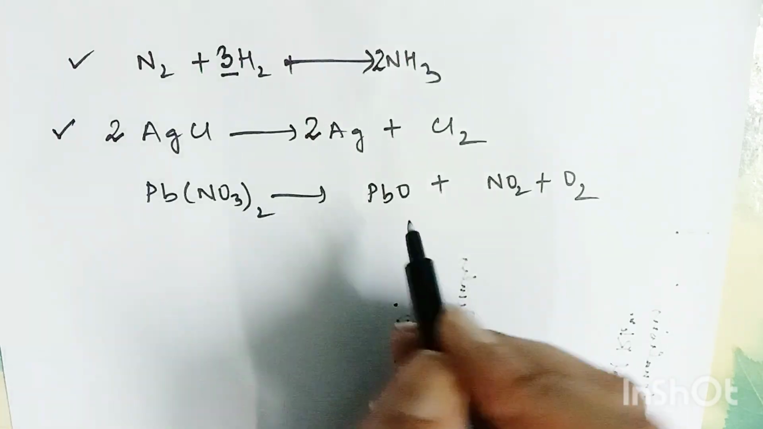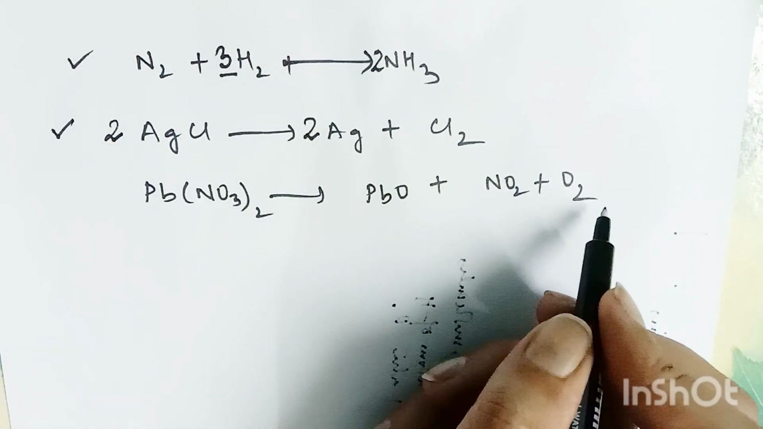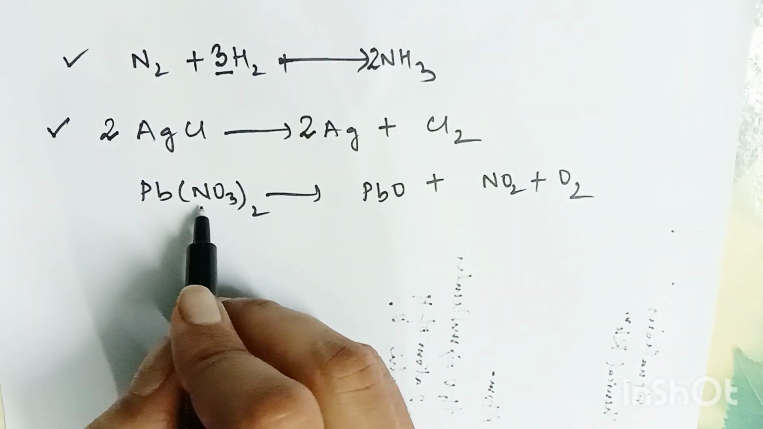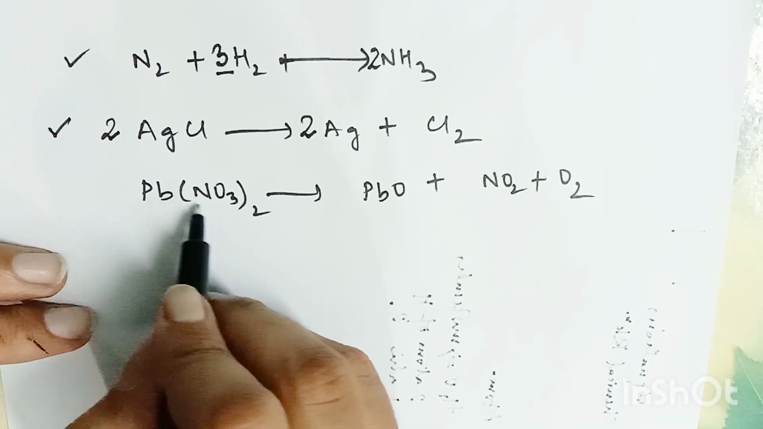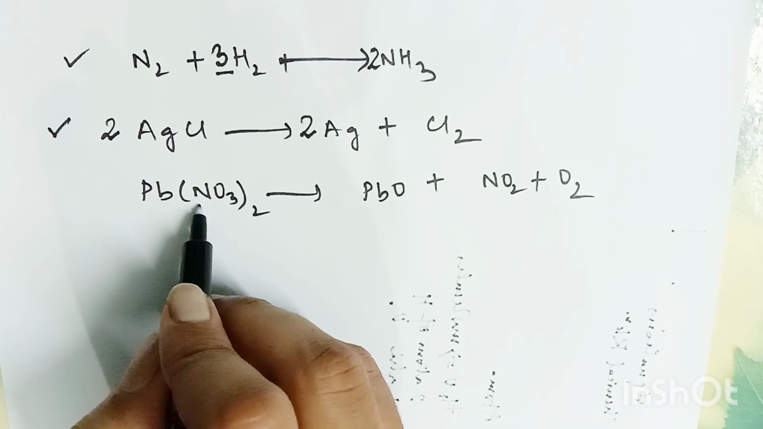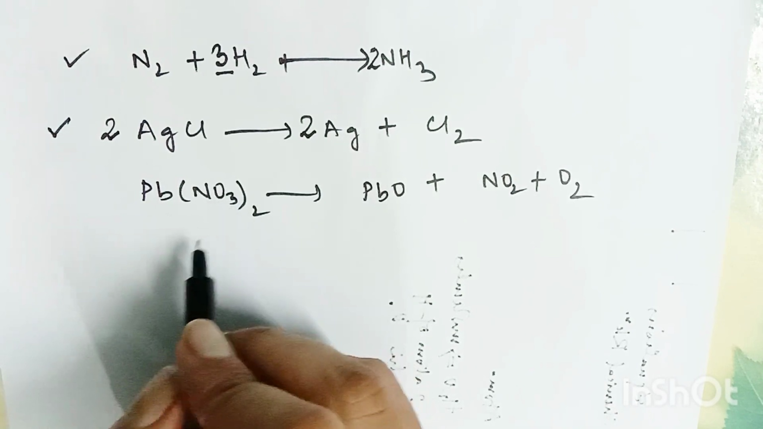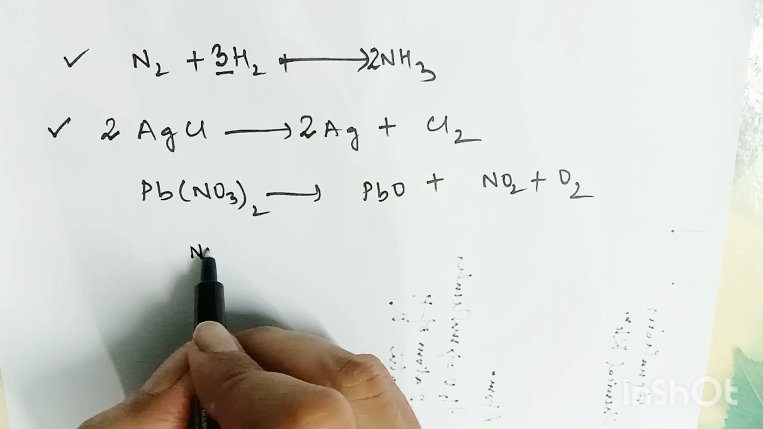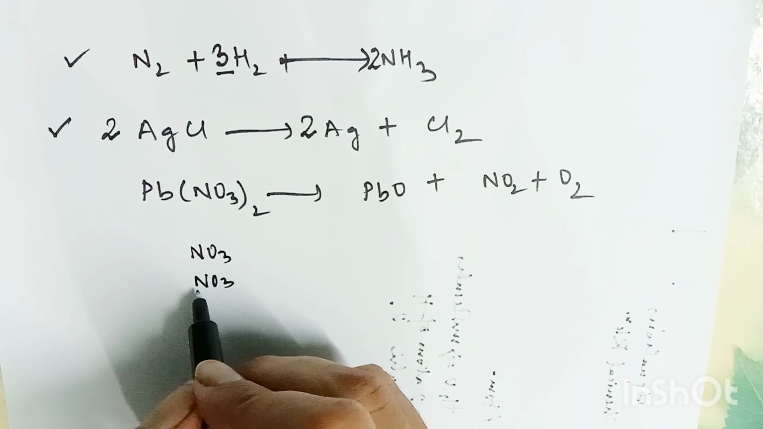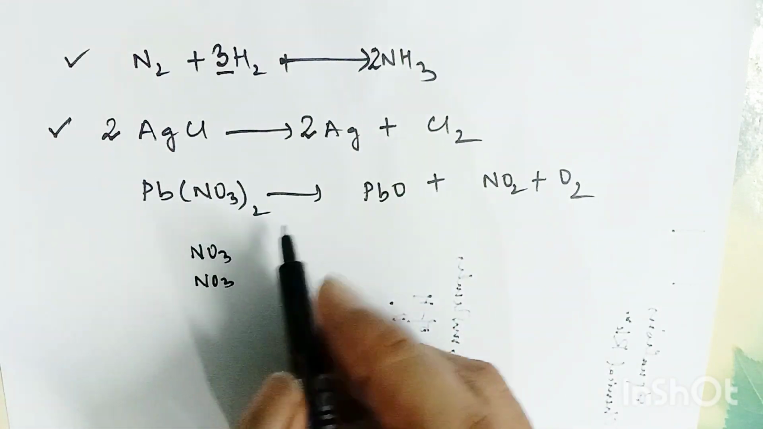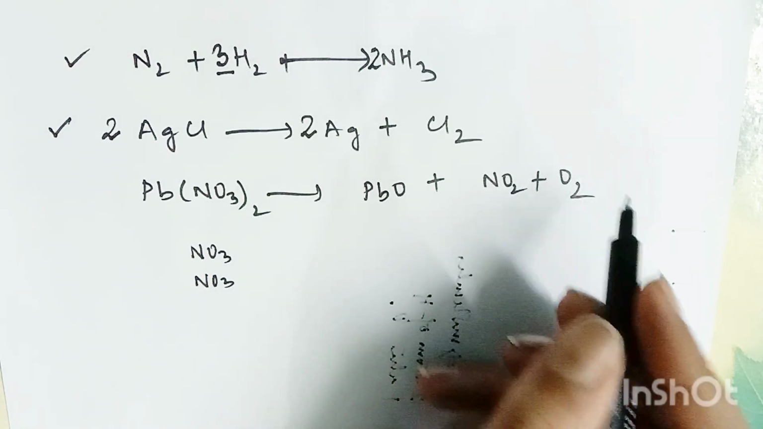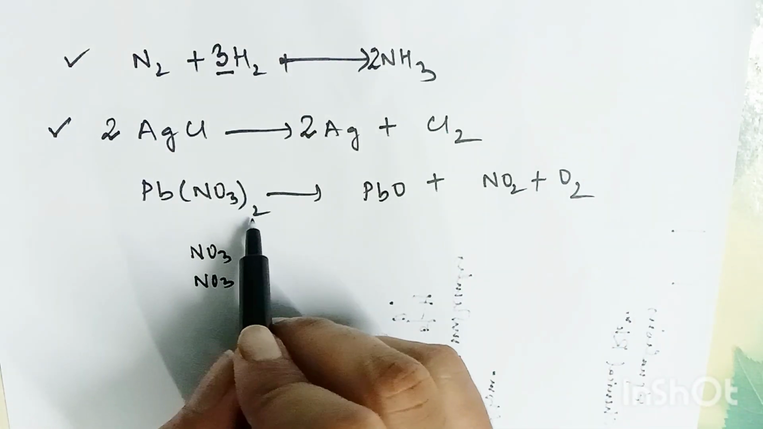Lead nitrate gives lead oxide, NO2 and O2. One lead atom, one lead atom. Now see, in this bracket there are two NO3, so there are two nitrogen atoms and six oxygen atoms. You can see it like this, NO3, NO3. Within the bracket there are two: 3 plus 3 is 6, 1 plus 1 is 2. So lead here is 1, and oxygen here is 1, 2, 3, 4, 5, total 5 oxygen, and here 6.